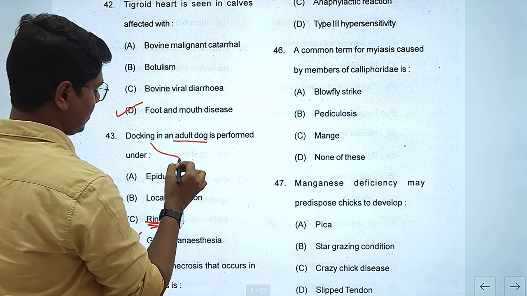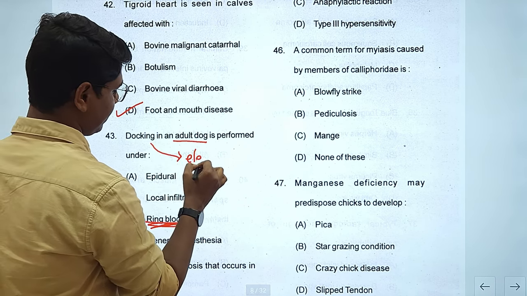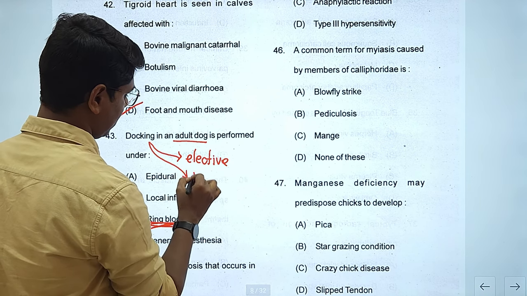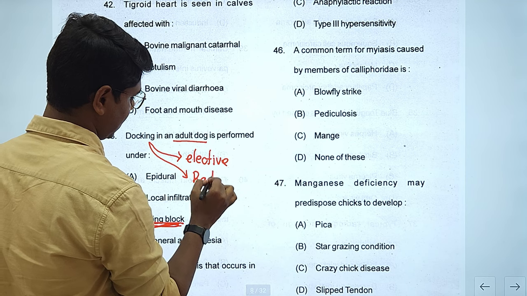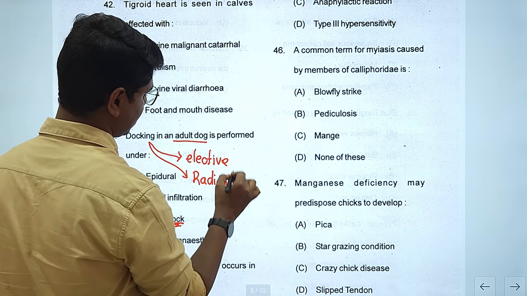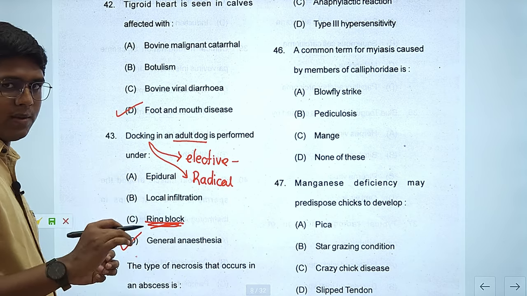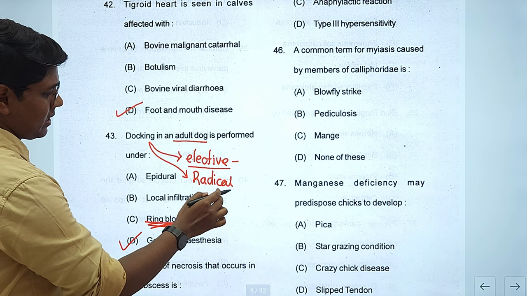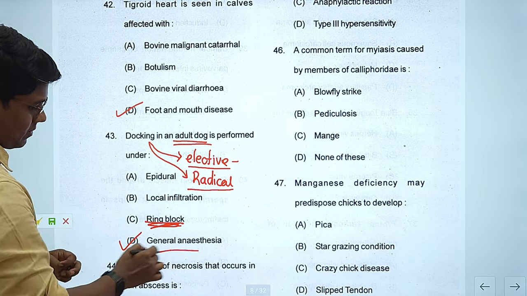And regarding docking, it can be elective or it can be radical surgery for tumors or gangrene. Elective surgery is banned by the Animal Welfare Board of India. Okay, you should not perform this one. And in radical surgery, you need general anesthesia.